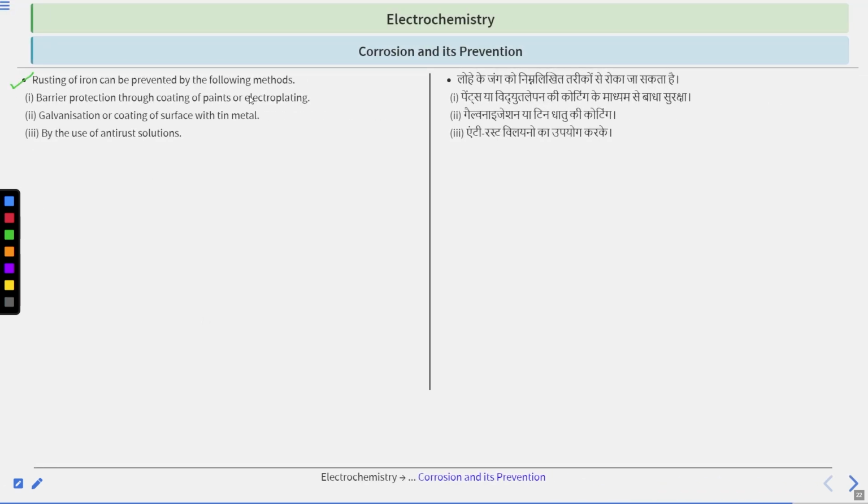Now, how can you prevent the rusting of iron? Rusting of iron can be prevented by the following methods. First, barrier protection through coating of paints or electroplating, which protects the surface of the iron from outer moisture or oxygen. Second, galvanization or coating of the surface with tin metal. And third, the use of anti-rust solutions, which do not allow corrosion or rusting to happen. So these are some preventions for the rusting of iron.